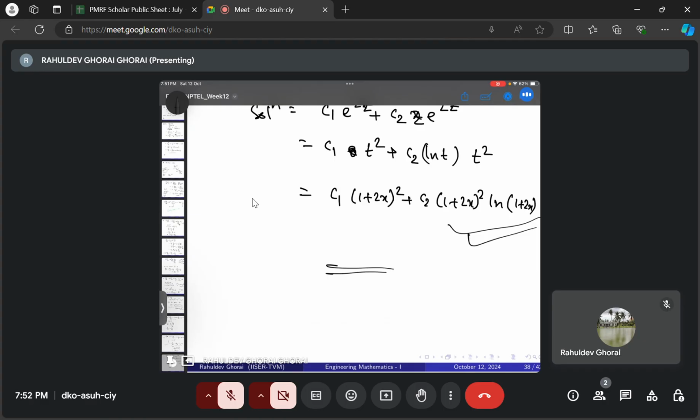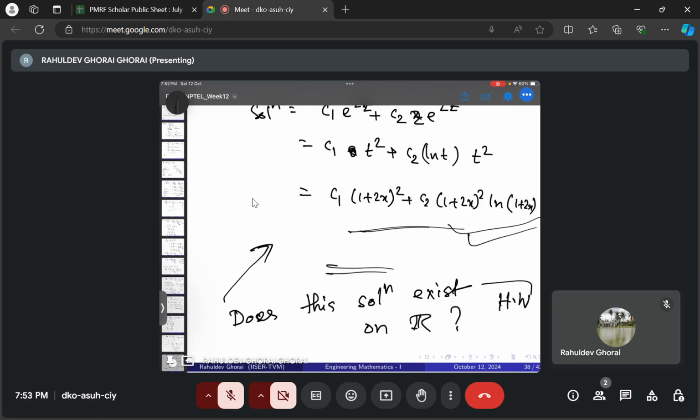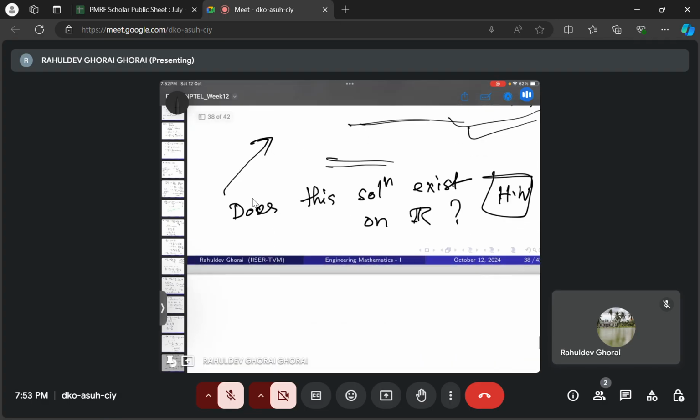Now the homework: think about whether this solution always exists. To make sure, you have to find whether ln, the natural logarithm of any number, is valid or not. So the homework is, does this solution exist on the whole real number line? That is your homework.